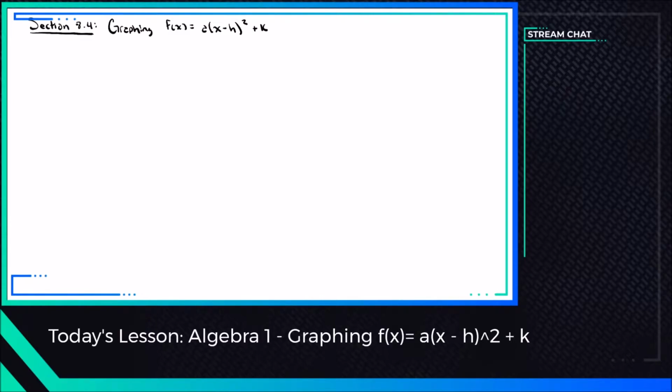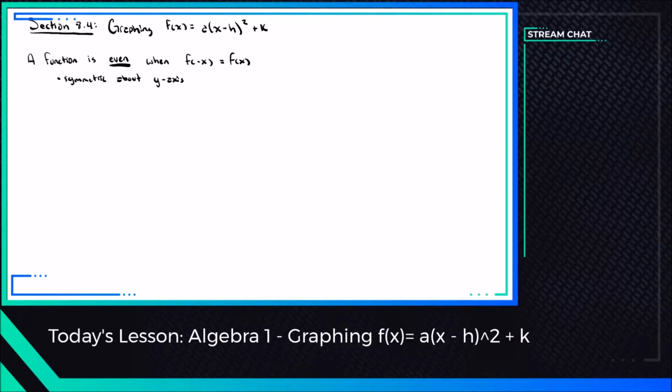A function is even when f of negative x equals f of x. So if you plug in the negative of x, you end up getting the original function back. So you end up getting f of x back. And it's symmetric about the y-axis. And so that's an even function.